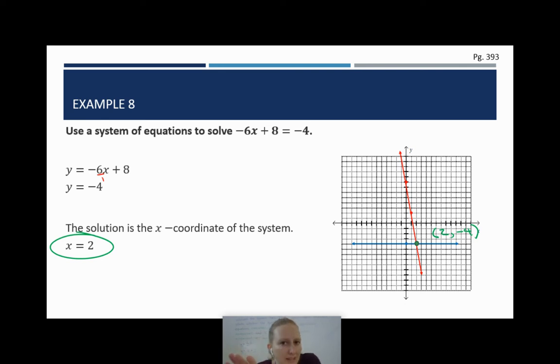Now, I fully recognize you could have just algebraically solved this equation and it would have been a little less work. But I want you to see this trick. It's going to become useful in the future, so that's why I just want you to see it now.